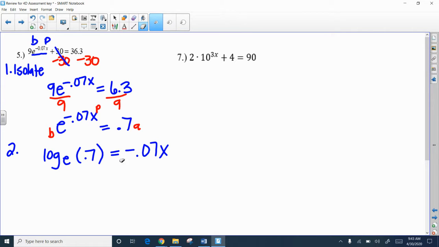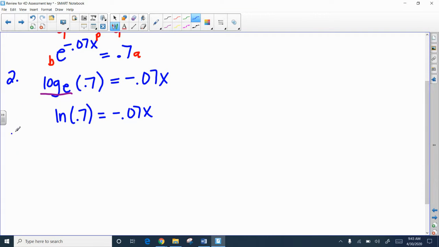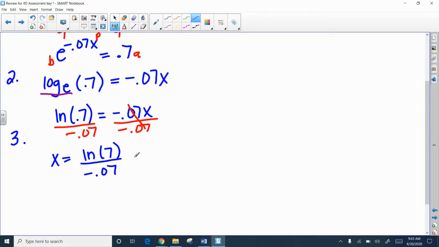Now, hopefully we recognize that log base e is one of our special logs. So instead of writing log base e, that's our natural logarithm, we would write natural log of 0.7 equals negative 0.07x. All right, and then step 3 is to get the x by itself now. We're trying to solve for x. So to do that, I would divide both sides by negative 0.07. And now the x would be by itself, so we got x equals natural log of 0.7 divided by negative 0.07.